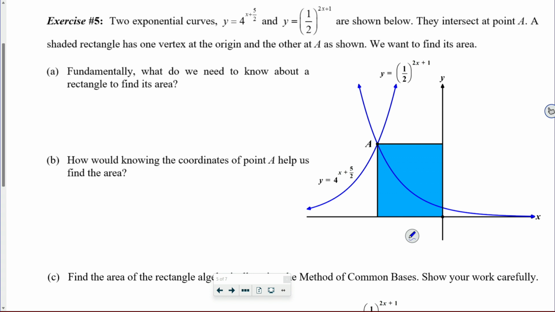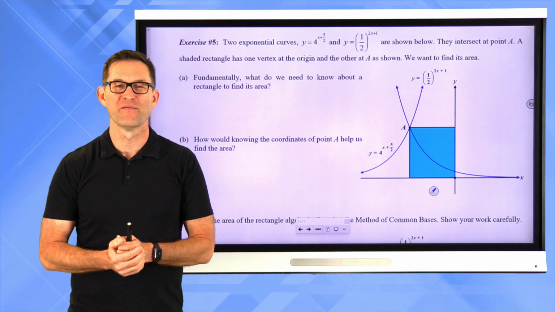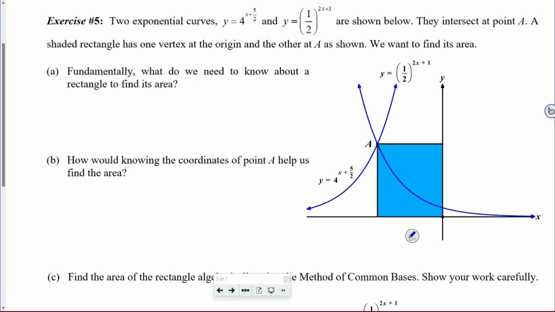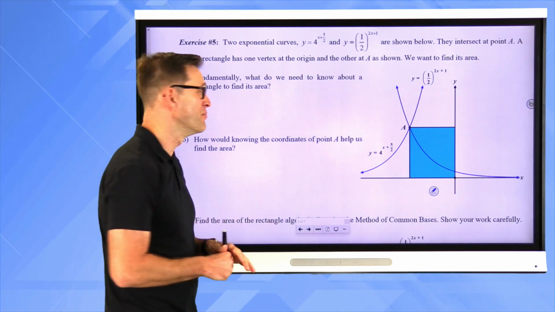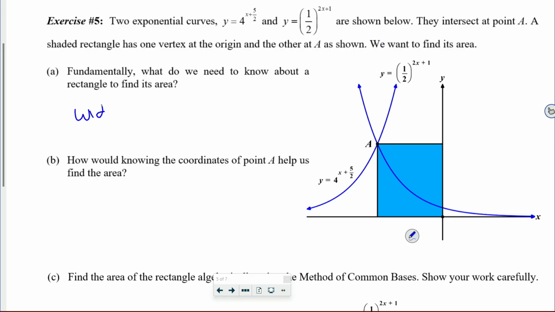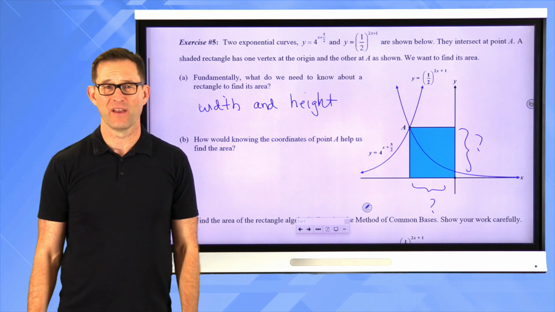Letter A. Fundamentally, what do we need to know about a rectangle to find its area? All right, this should be pretty easy. Why don't you pause the video and go ahead and answer letter A. Well, you could say its width and its height, or its base and its length, however you want, but you need to know its width and height. We need to know how big this is and how big this is. Once we have that, then we can obviously find the area of the rectangle.